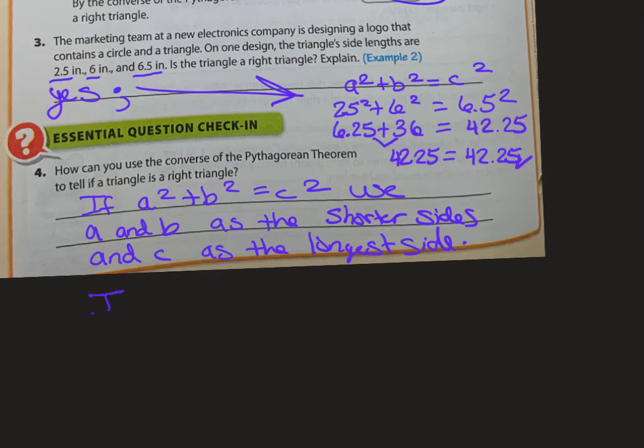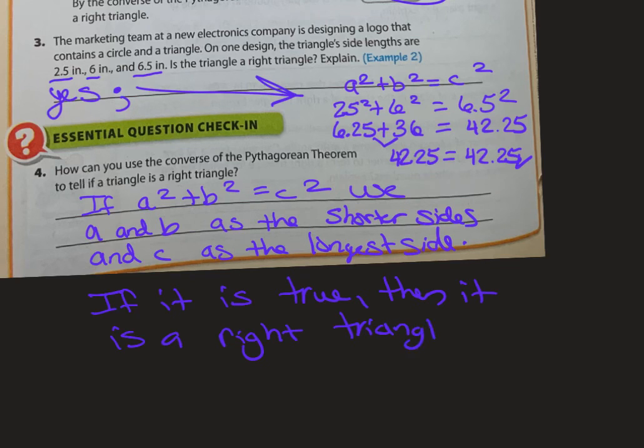Okay, if it is true, then it is a right triangle. If it's not true, we know it's not a right triangle.